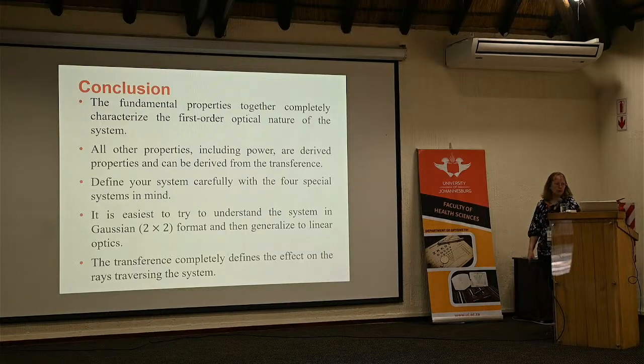And in conclusion, our fundamental properties altogether completely characterize the first order optical nature of the system. All the other properties are derived properties, and we can derive them from the transference. We need to carefully define our system, what we're including, what we're excluding, and the easiest way to try and understand the system is, of course, to start with the Gaussian and then go on to the generalized system. And the transference itself will completely define the effect on the rays traversing the system.